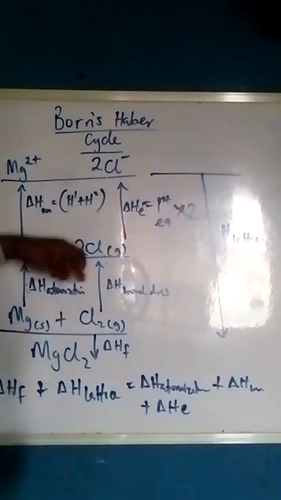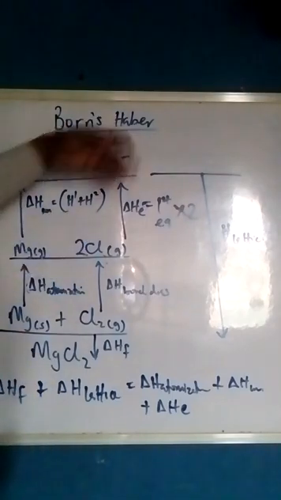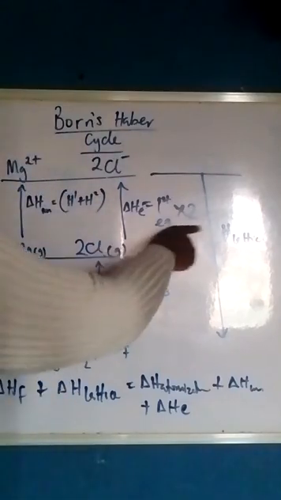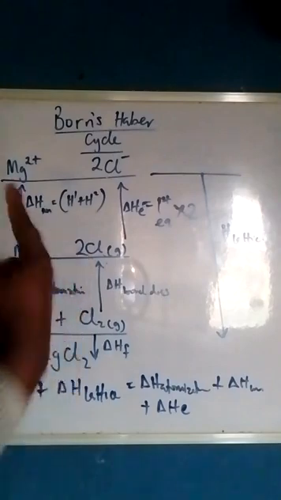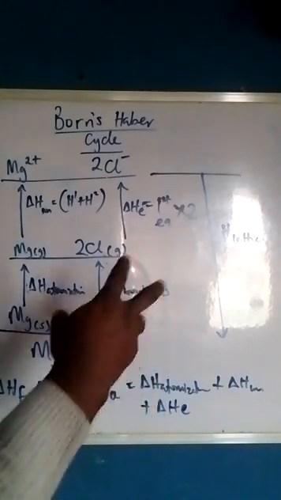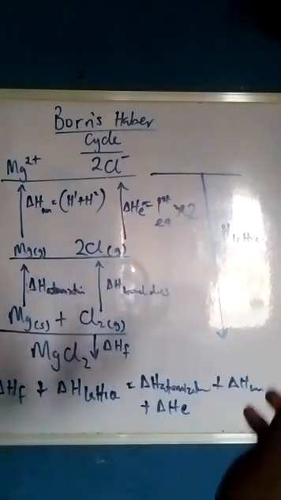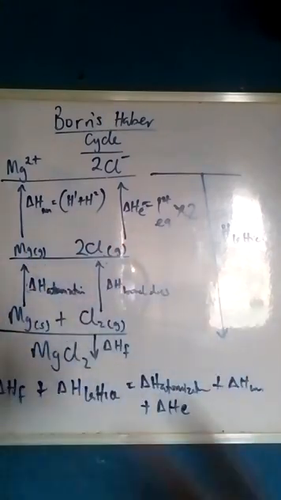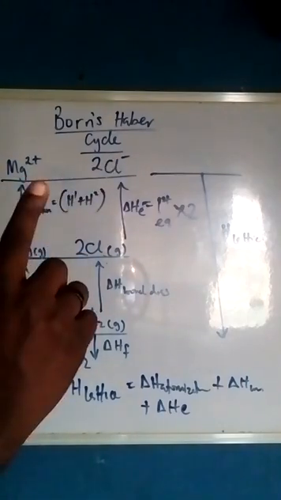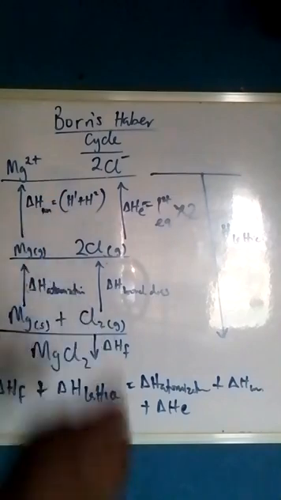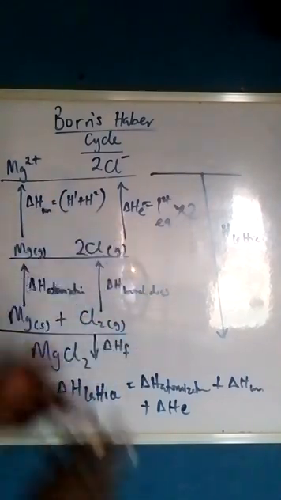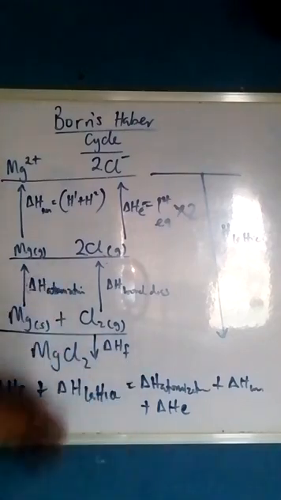On getting to the 2Cl minus, I had to multiply, because the 2 atoms of chlorine gas were accepting or attracting 2 electrons, so from 2Cl minus. Each of those atoms has its own electron affinity. So since there are 2, you multiply by 2. So this is all we have.